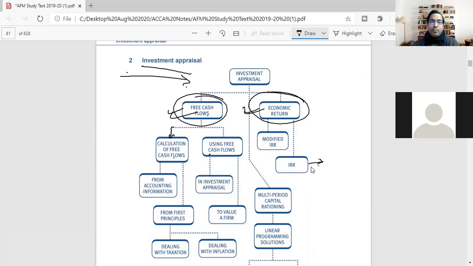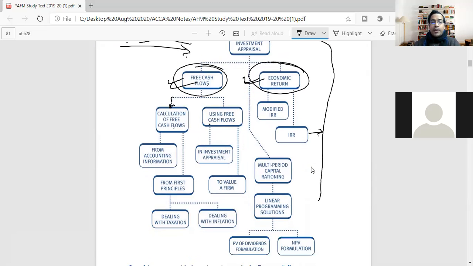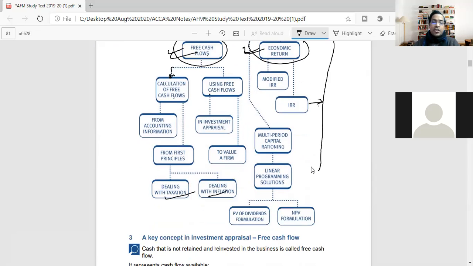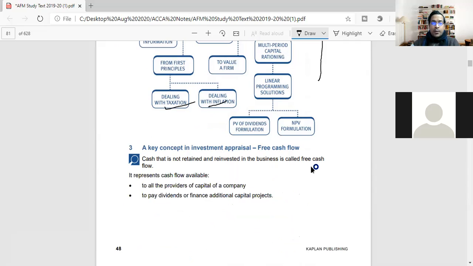But this is just a chapter map for all these topics that we are going to cover here, like dealing with inflation, dealing with taxation. We are going to do this. Okay, so we can bypass this one for now.